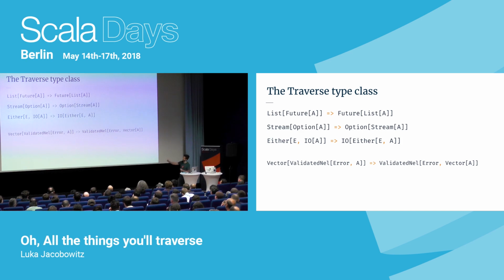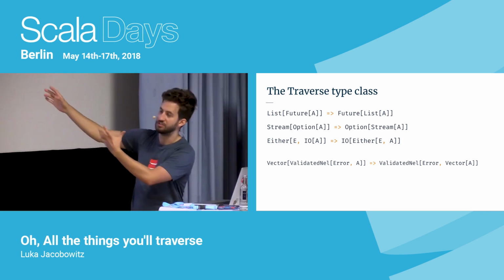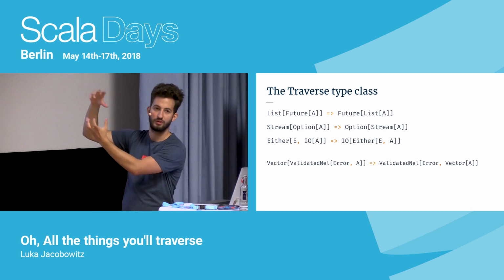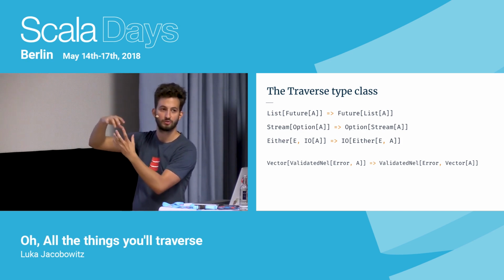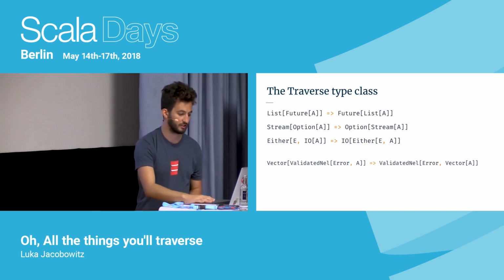But basically what this does is it's the same type, the same shape, right? So we have a Vector of Validated Error A, and we turn it inside out into a ValidatedNel of Error and Vector A. Right? It just has another type parameter, here Error. But apart from that, it's the same shape of turning these nested type constructors inside out, right? I hope that makes sense.